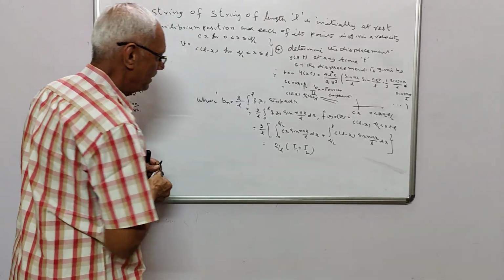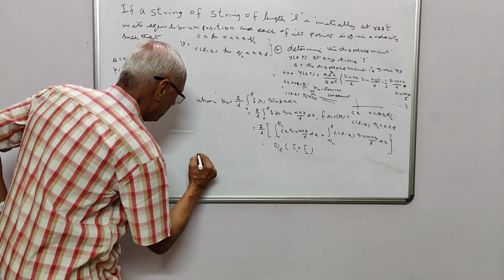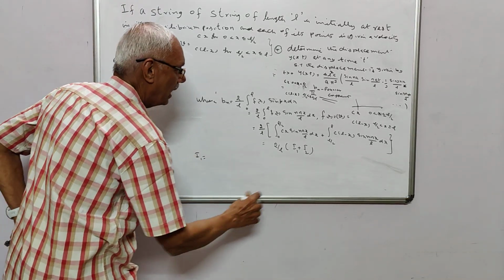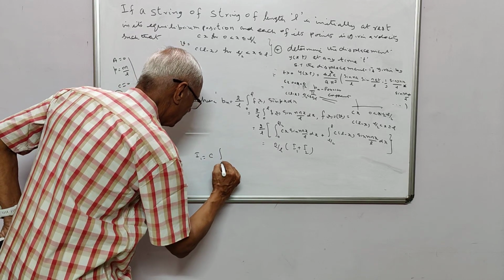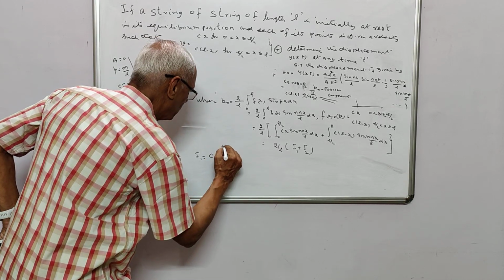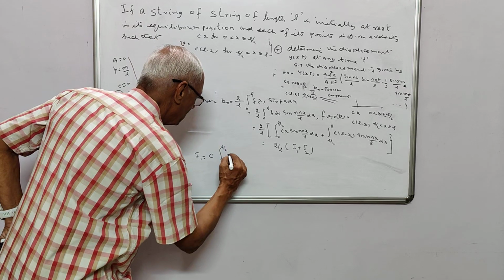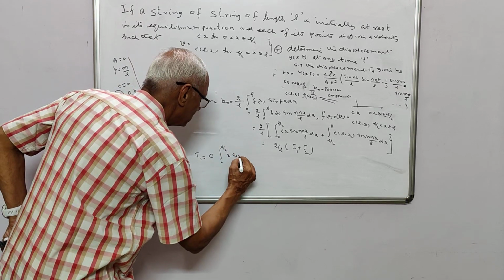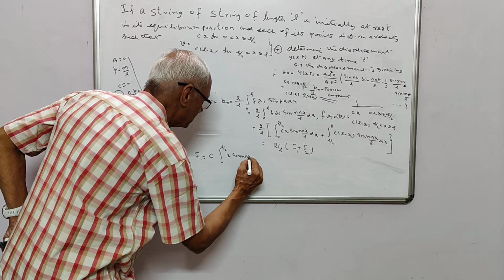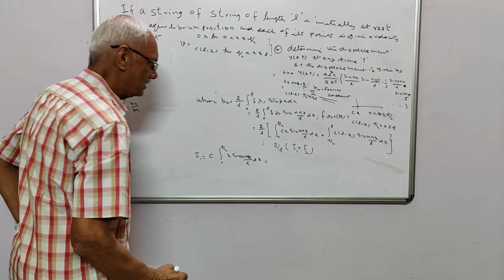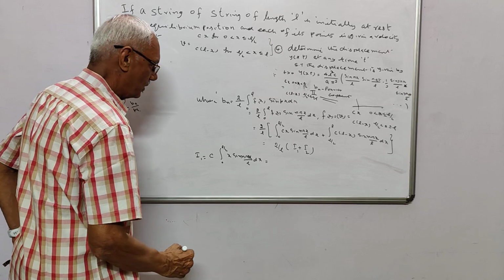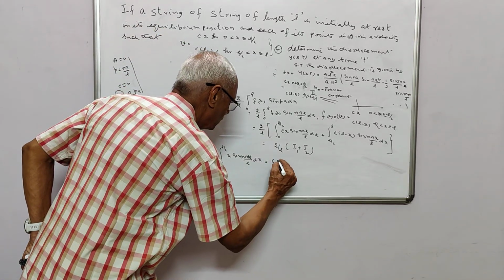Here I will do I1. So you see, what is your I1 now? I1 is C into the integral from 0 to L by 2 of x into sine n pi x by L into dx. So you see that I will use Bernoulli's method of integration.